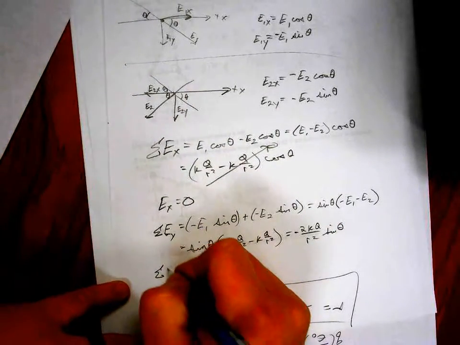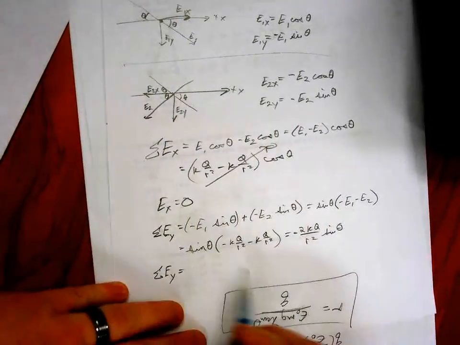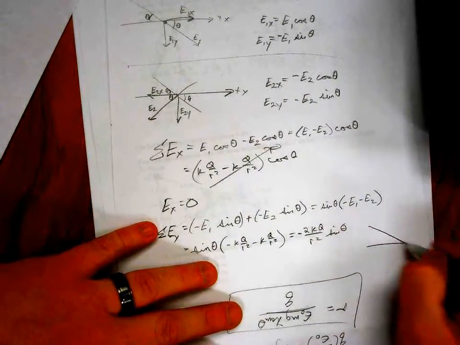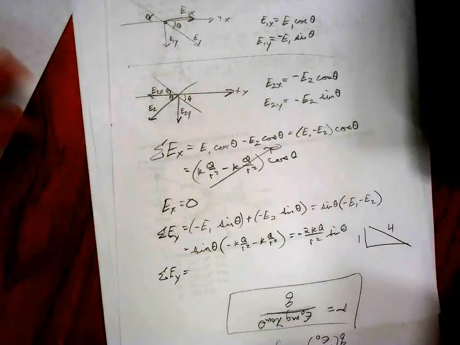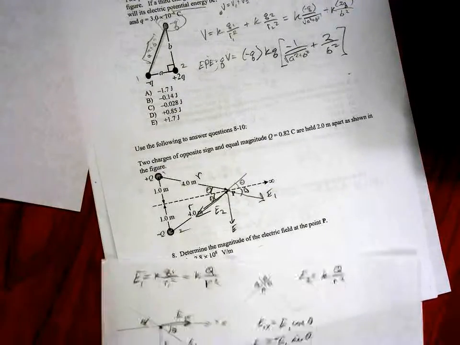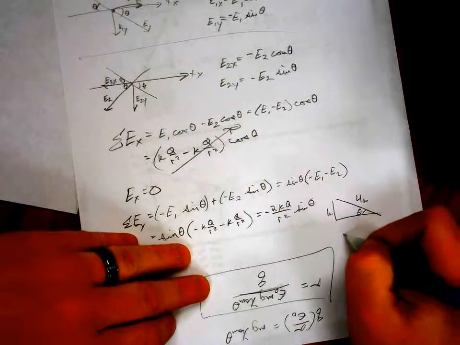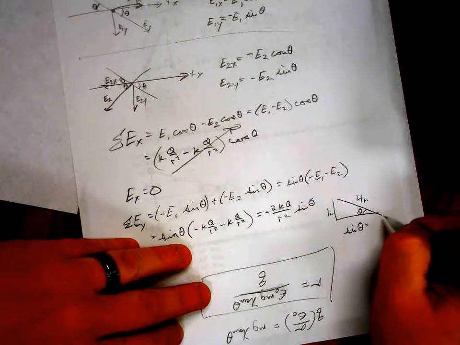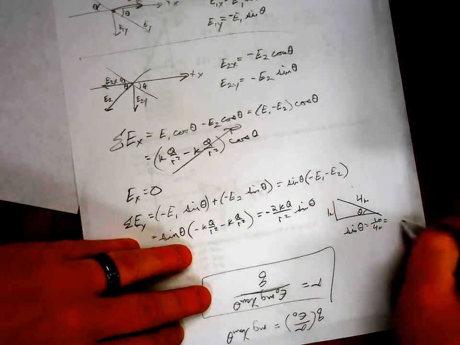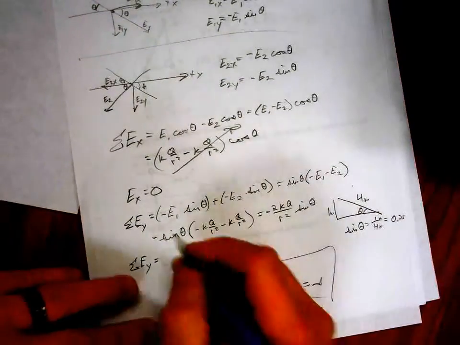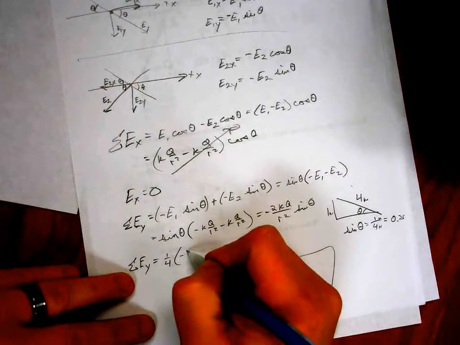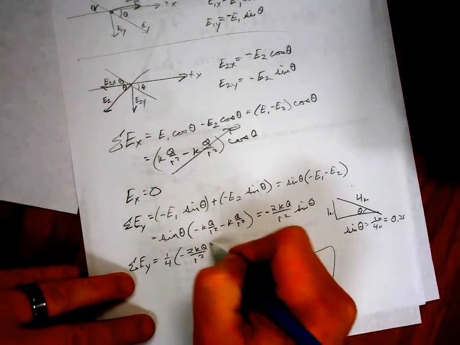What is theta? Now we have to worry about that. So the sum of the fields in the y direction equals, so let's see, this is 1 and 4. 1 meter, 4 meters. Yeah. And this is theta. Sine of theta equals opposite 1 over hypotenuse, 4 meters. So it equals 0.25, or 1/4, times negative 2KQ over R squared.